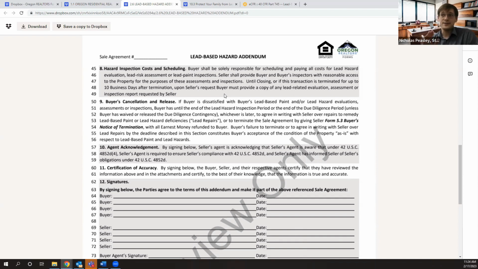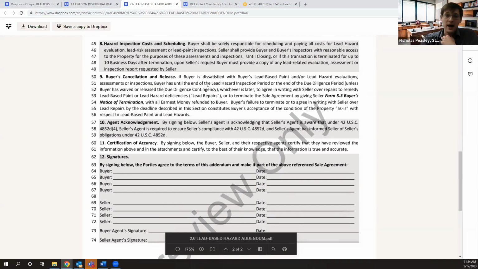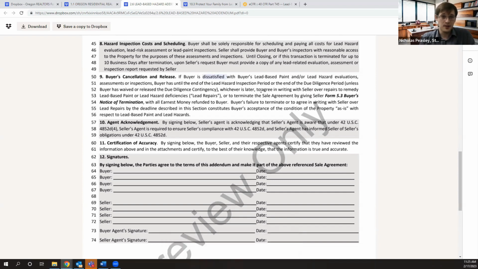And at that point, the buyer is obligated under this contract to provide copies of these lead reports, evaluations, or assessments. They are supposed to deliver these over to the seller, and under contract, they are obligated to. If the buyer does lead paint or lead hazard evaluations, inspections, and whatnot, and they are dissatisfied for some reason, and this is the language that exists in the federal regulatory code, the buyer is allowed to terminate, cancel the contract based on their dissatisfaction.